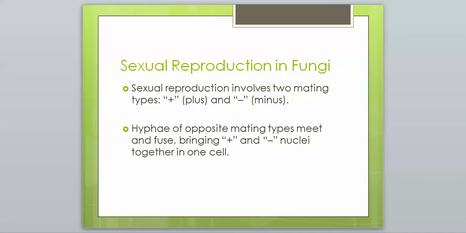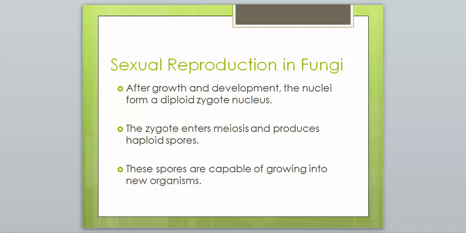The next part would be sexual reproduction in fungi. When we think of fungi, we don't really have a male and a female. We have a plus and a minus. What happens is hyphae growing in the soil go out and are reaching, trying to find nutrients, and let's say they come into contact with a fungus of the same species. Those hyphae will meet, and a plus and a minus will match up together and fuse into one cell. After growth and development, the nuclei form a diploid zygote nucleus.